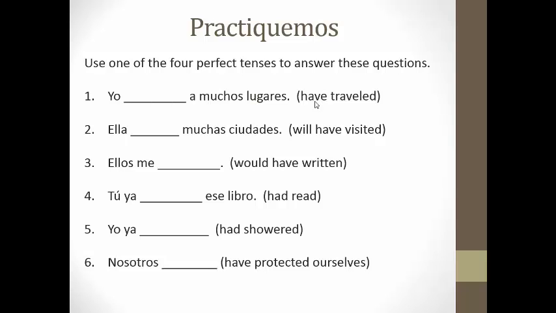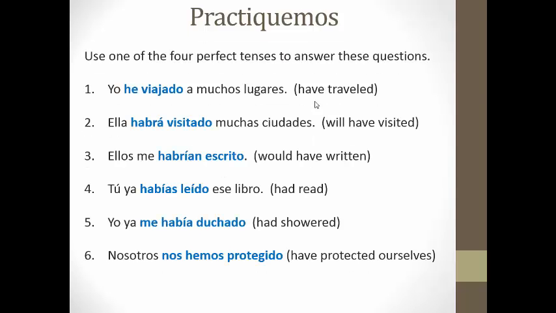Okay, please pause me to do numbers 2 through 6 on your own, and then we will go over your answers. Okay, repasemos. She will have visited, habrá visitado. They would have written, habrían escrito. You had read, habías leído.